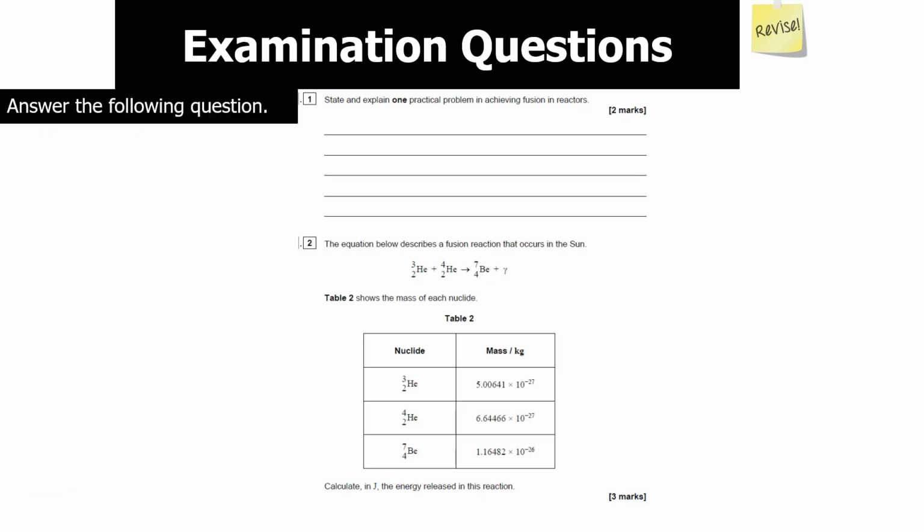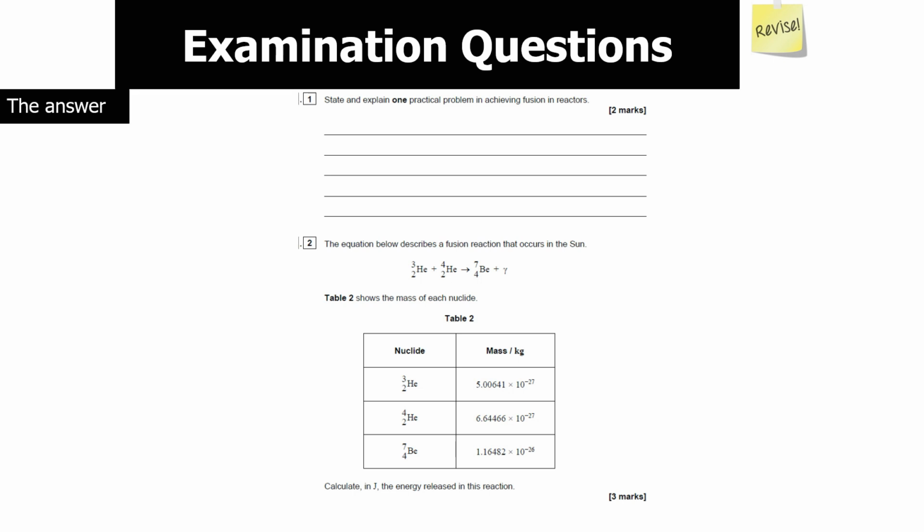The next question says, state and explain one practical problem in achieving fusion in reactors. The equation below describes a fusion reaction that occurs in the Sun, and table 2 shows the mass of each nuclide. Calculate in joules the energy released in this reaction. So pause the video now, then unpause the video when you want to go through your answer.